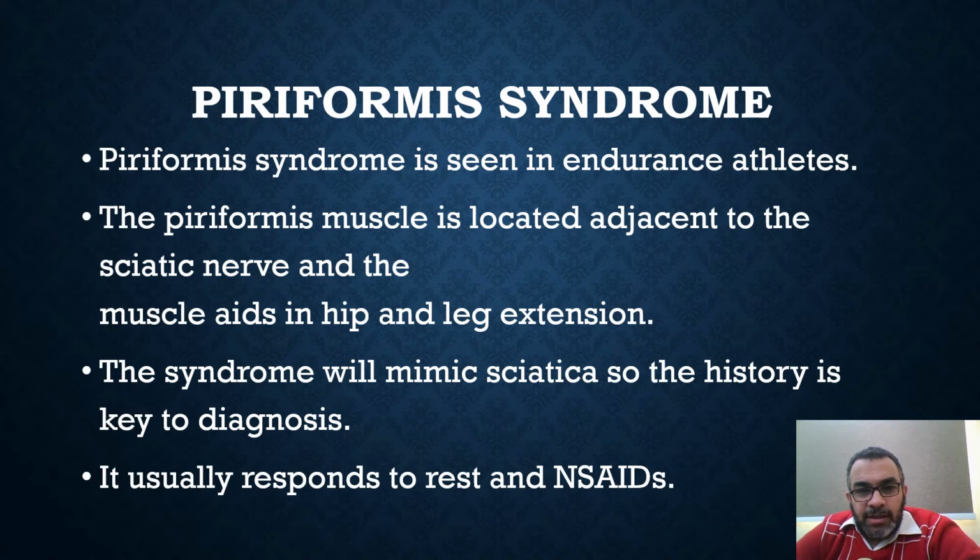Piriformis syndrome is seen in endurance athletes. The piriformis muscle is located adjacent to the sciatic nerve and is the muscle that aids in hip and leg extension. The syndrome will mimic sciatica, so the history is the key to diagnosis. It usually responds to rest and non-steroidal anti-inflammatory drugs.